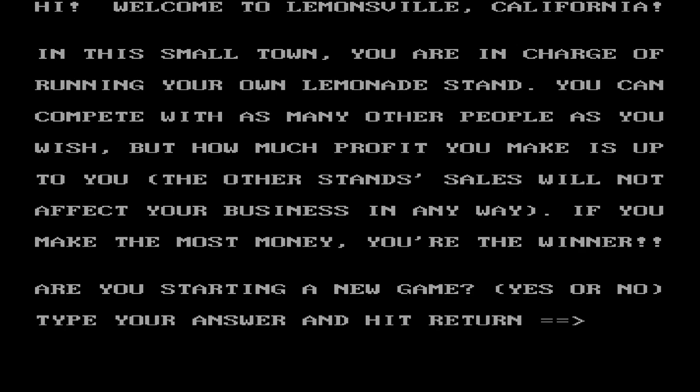Welcome to Lemonsville, California. In this small town, you're in charge of running your own lemonade stand. You can compete with as many other people as you wish, but how much profit you make is up to you, and the other stand sales will not affect your business in any way. If you make the most money, you're the winner. Are you starting a new game?